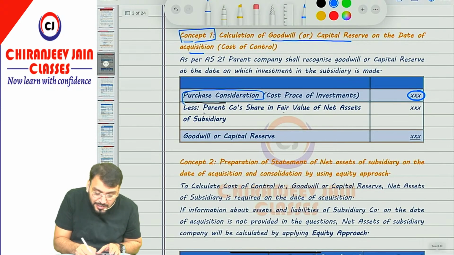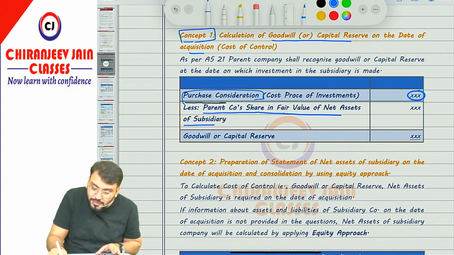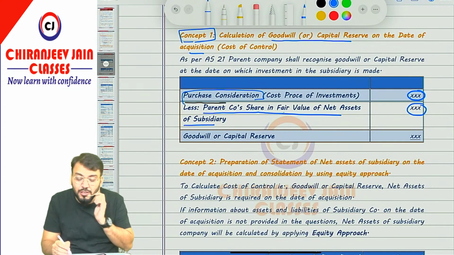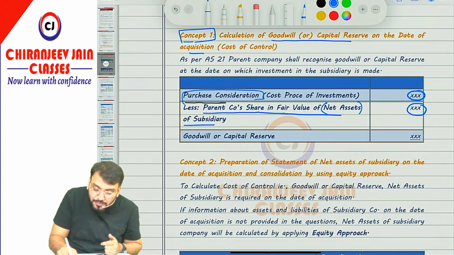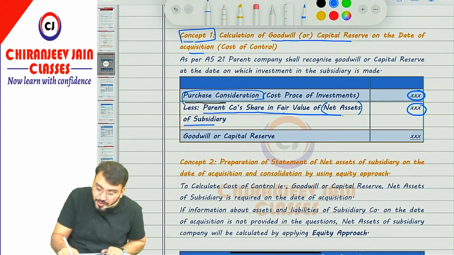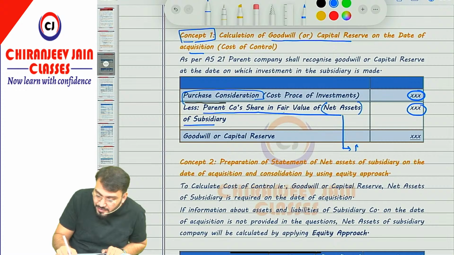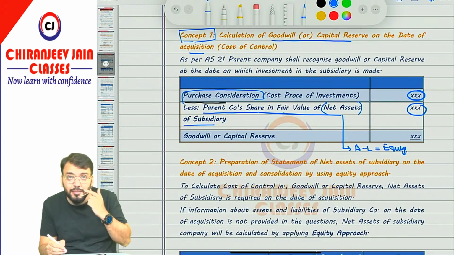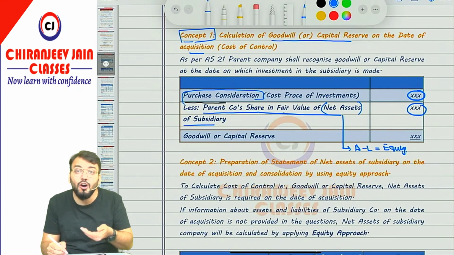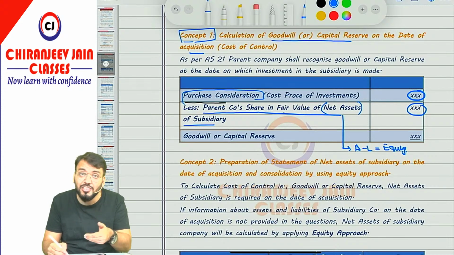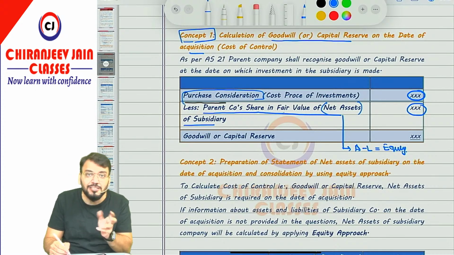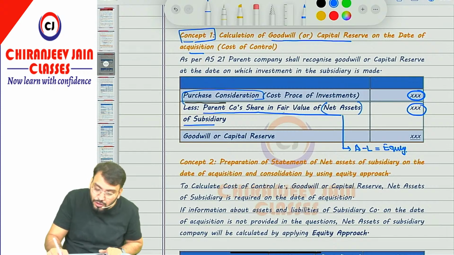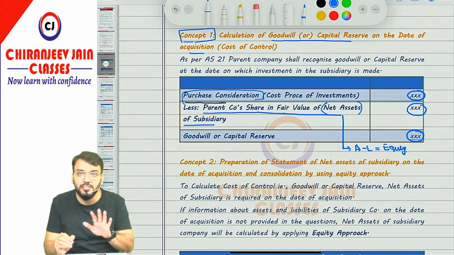From this we will deduct the parent company's share in the fair value of net asset of the subsidiary. Correct? Now when I say net asset, it is nothing but asset minus liability, which is nothing but equity. So we can say it is the parent company's share in the equity of the subsidiary company. Equity is nothing but asset minus liability. Understood? So goodwill or capital reserve will come. This is concept number 1.